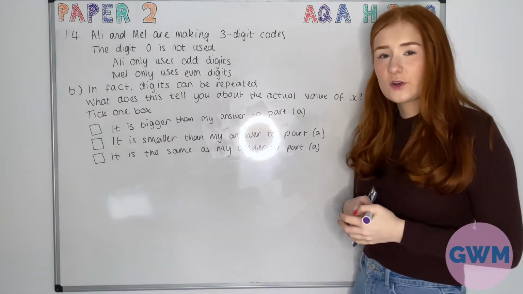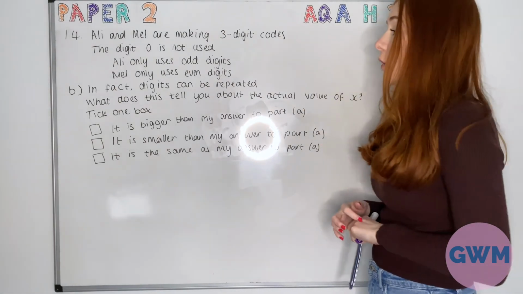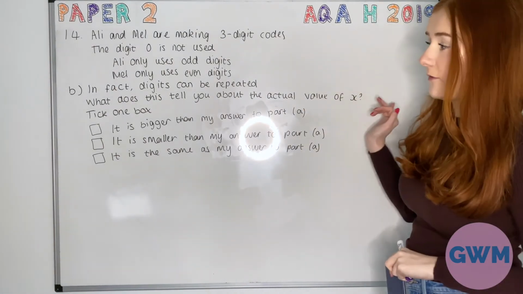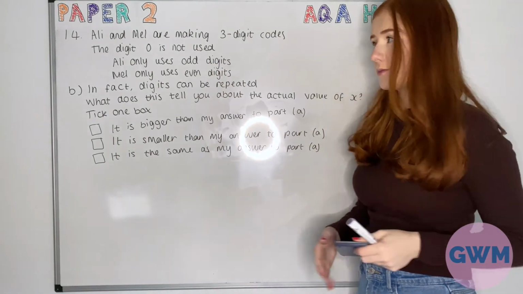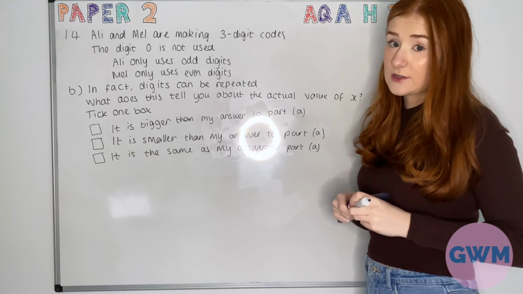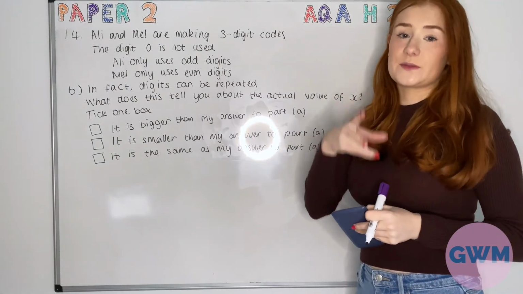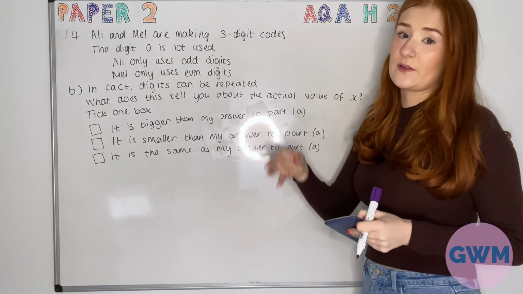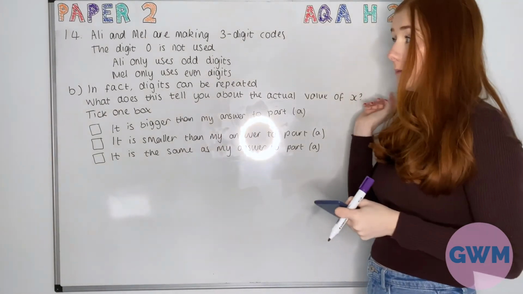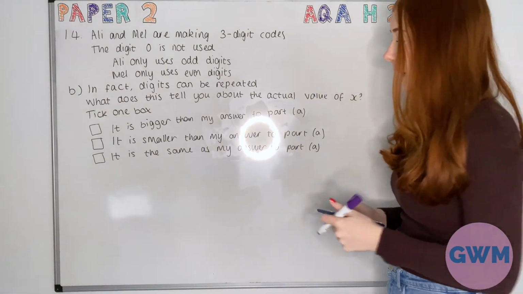The extension to 14, so 14b, now says that in fact digits can be repeated. What does that tell us about the actual value of X? Well, if the digits can be repeated, instead of the calculation we did in part 1, which was 5 times 4 times 3, it would now just be 5 times 5 times 5, because each digit he puts in his 3-digit code can be a choice of any of them, so it can be a choice of 5.